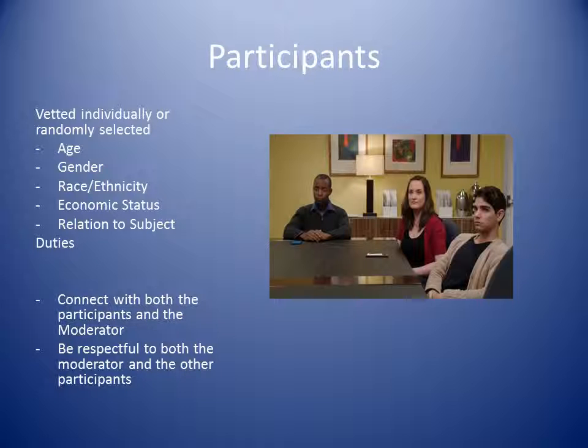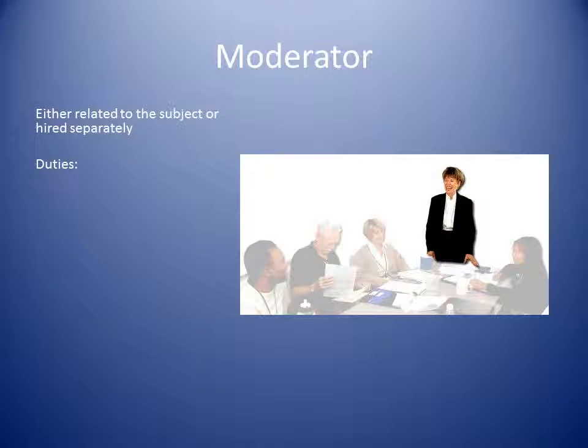They have a handful of duties as well. First, they're to provide feedback. Second, they're to engage in the conversation. Third, they connect with both the participants and the moderator. And lastly, but not least, they are to be respectful to both the moderator and the other participants, ensuring that everyone can speak evenly. Now, this is the moderator.